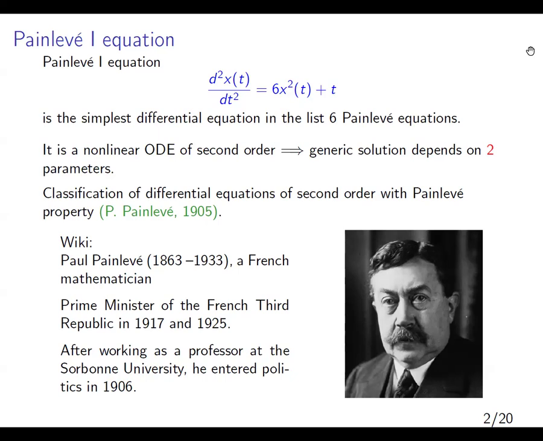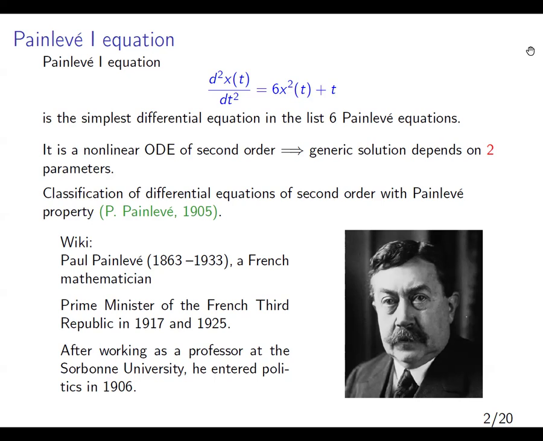And in this first equation, we have some nonlinearity and a second derivative. It means that the generic solution should depend on 2 parameters.